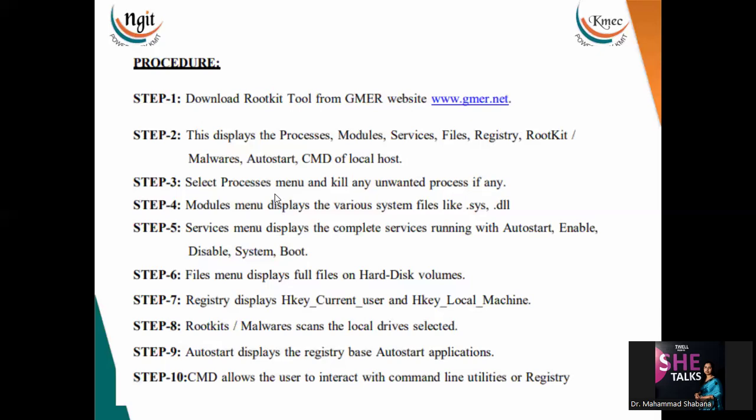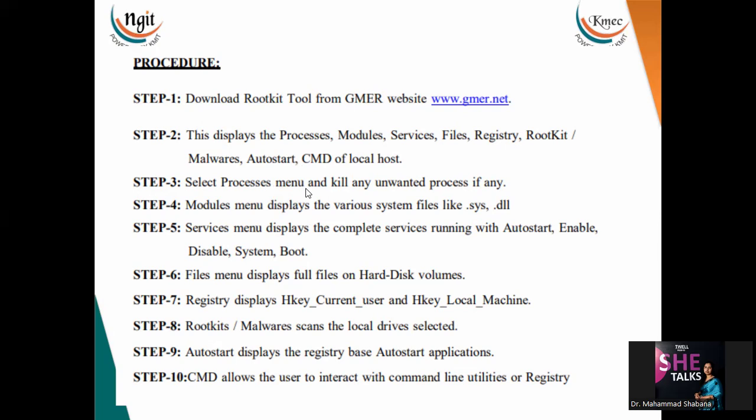Once GMER is installed, it provides a detailed overview of the system, including running processes, loaded modules, services, files, registry keys, and more. This display is crucial for identifying abnormal or unauthorized changes that could indicate rootkit activity.